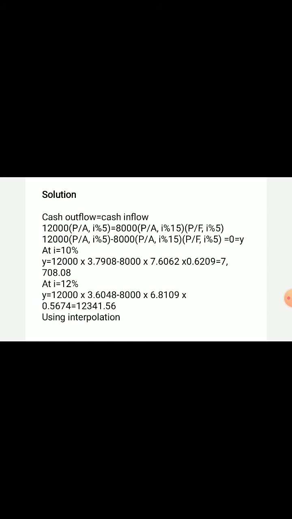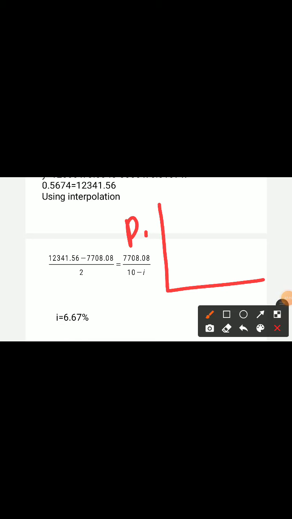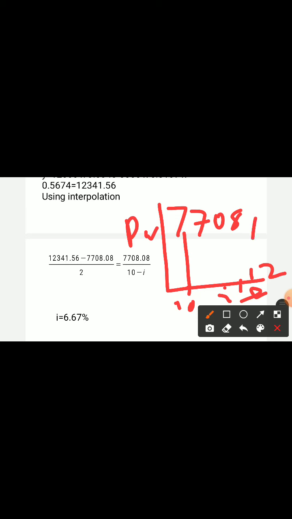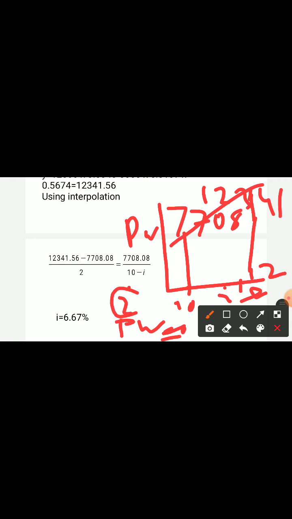Now with these two values, by the interpolation formula we can find this condition. So this is the present worth, and this is the interest rate I. We have two interest rates, 10 and 12. For 10 the present worth value is 7,708, for 12 it is 12,341, and at some intermediate I value PW should be 0, and that is nothing but the internal rate of return.